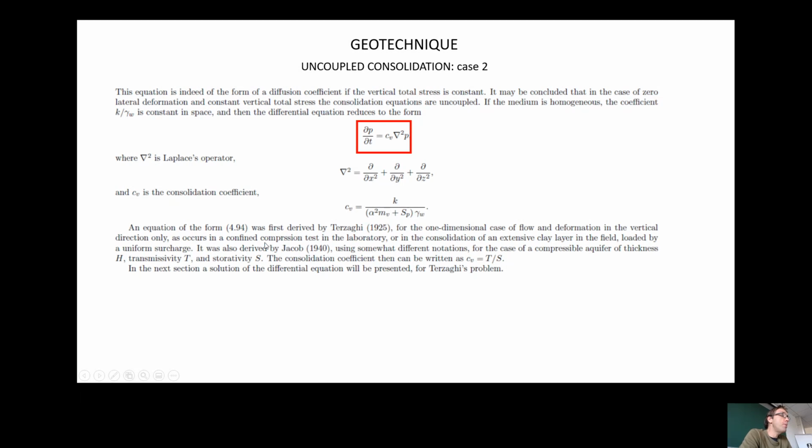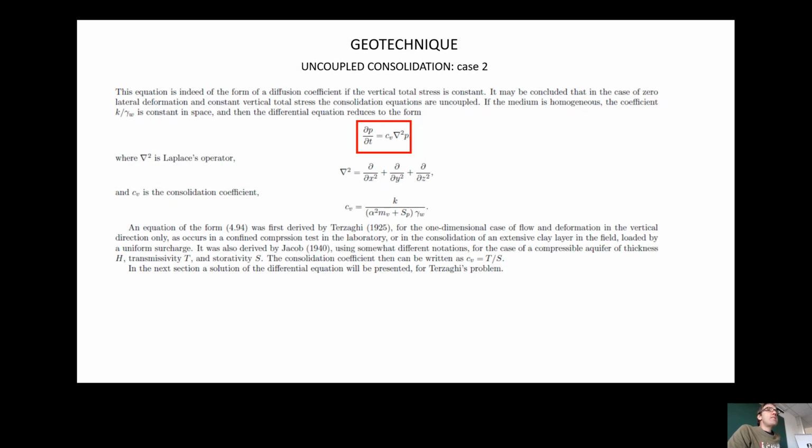So this form was first derived by Terzaghi in 1925 for the one-dimensional case of flow in the vertical direction, because he obtained this in a compression test in the laboratory, or in the consolidation of an extensive clay layer in the field, loaded by a uniform surface load.